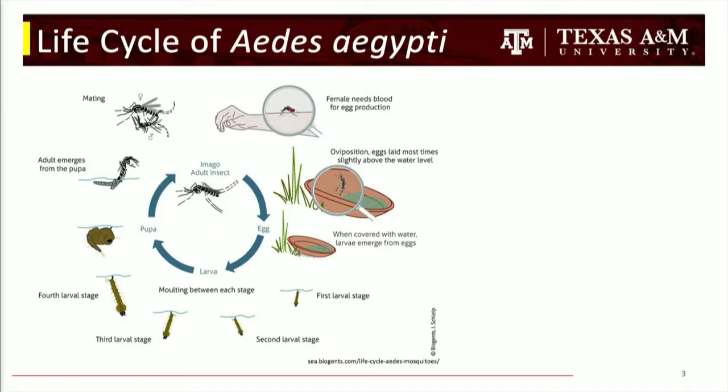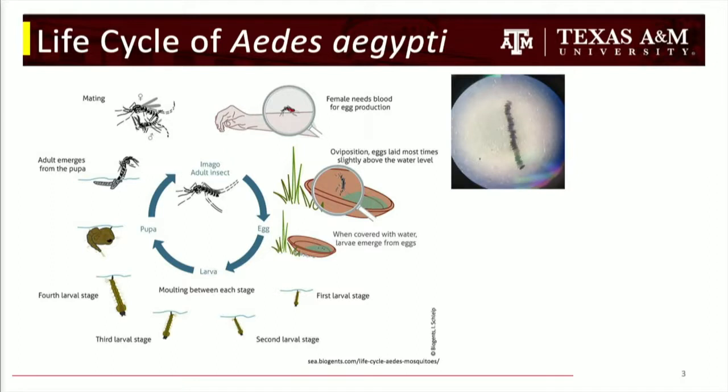So the life cycle of the mosquito, the females suck blood. About 2 days later, they will lay eggs. And Aedes aegypti in particular will lay eggs just above the waterline. And so when it rains, the water level will increase, the eggs will get wet, and then they'll start hatching out.